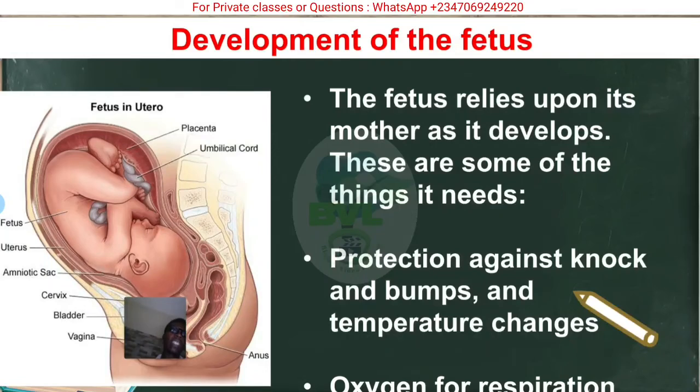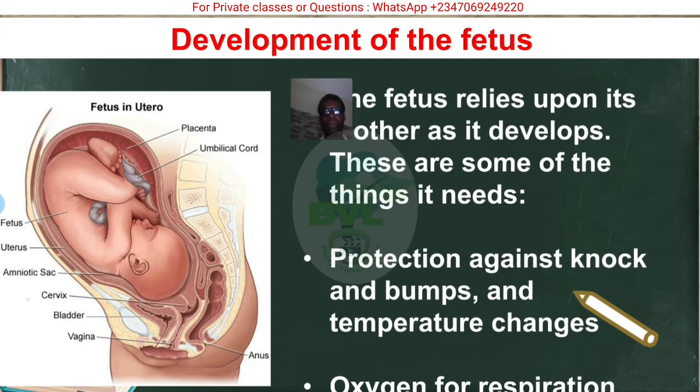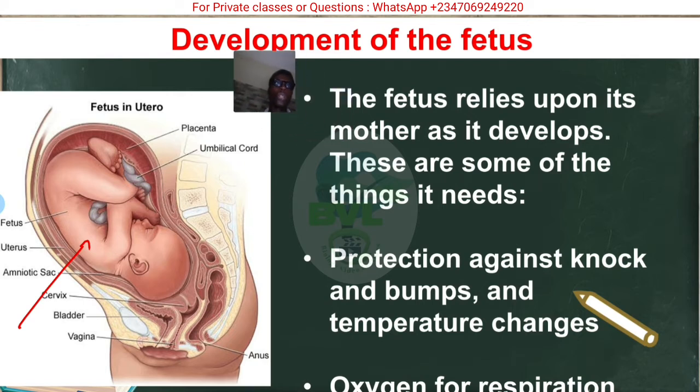So it says here, the fetus relies upon its mother. So this is now a fetus. We actually call it a baby until it is born, so to say. So this is a fetus right now. So there are some few structures you should know here. You may not be asked to draw, but I think you should know a few things here. So the fetus relies upon its mother as it develops, and some of these things need to be known. Now, it receives protection against shocks, bumps and temperature changes.